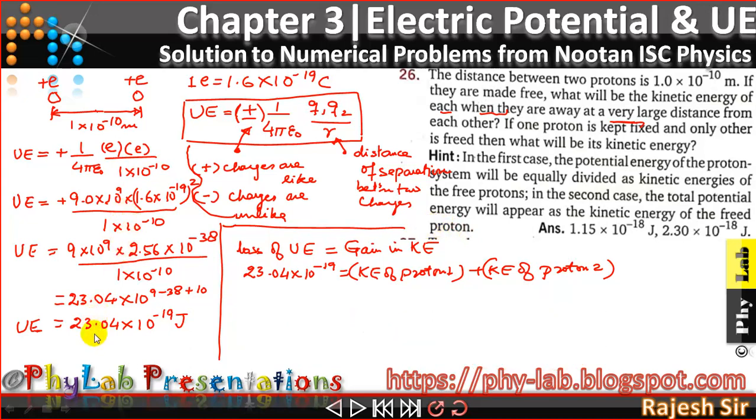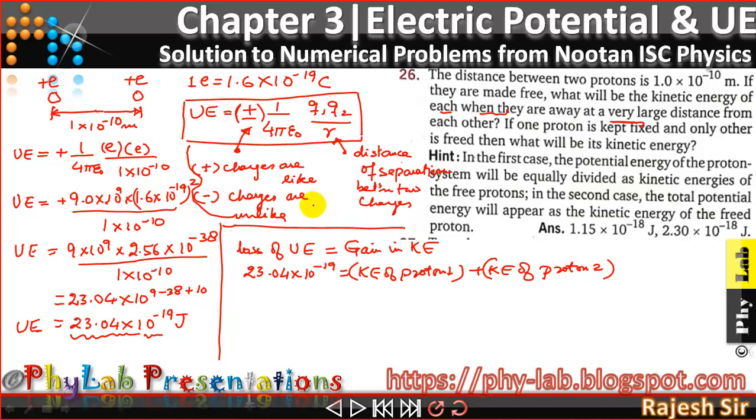As I just now told you, the stored potential energy between the pair of protons happens to be 23.04 into 10 to the power of minus 19 joules, and this is the stored energy. Now when you are releasing both the protons, they were able to get their shares of kinetic energy, and they shared kinetic energy equally. Why? Because the protons were similar particles, both having the same masses, so they shared kinetic energy equally, and we got the answer to the first problem.